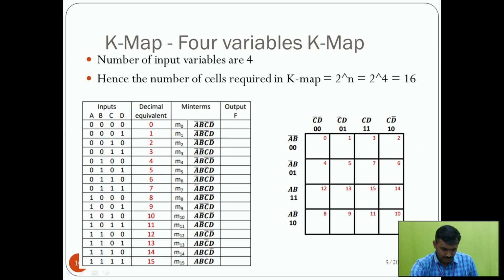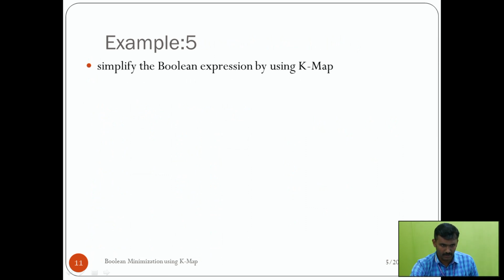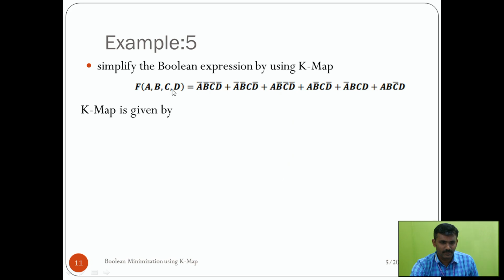Okay, so let's take one example. So this is a function f of a, b, c, d equal to a bar b bar c bar d bar plus a bar b bar c d bar plus a b bar c bar d bar plus a b bar c d bar plus a bar b c d plus a b c bar d. Okay, so here we are going to simplify this function with the help of K map.